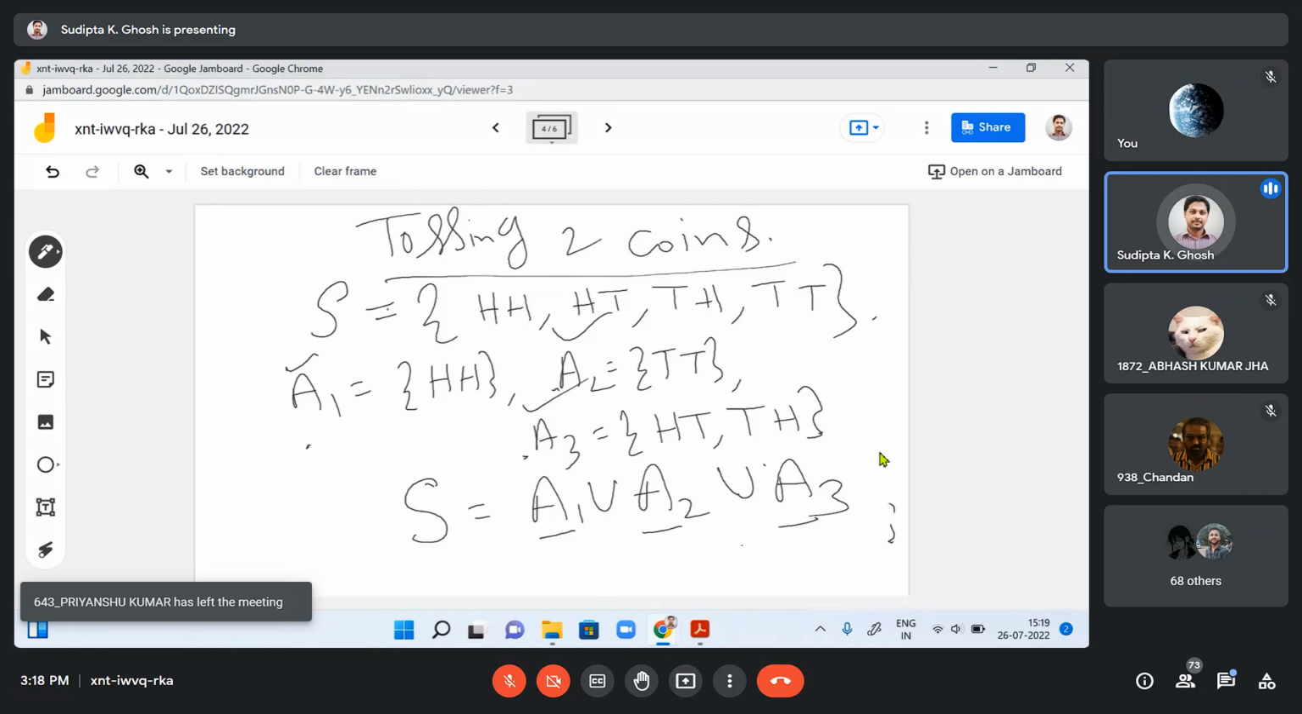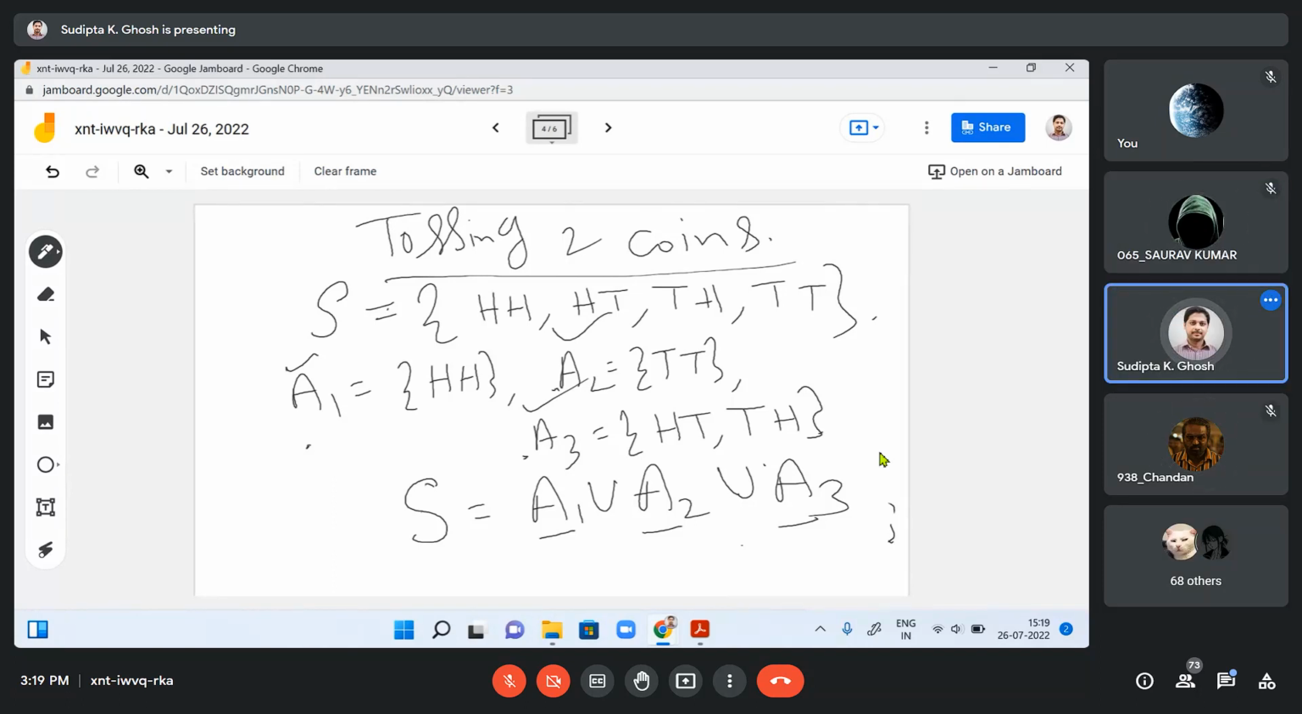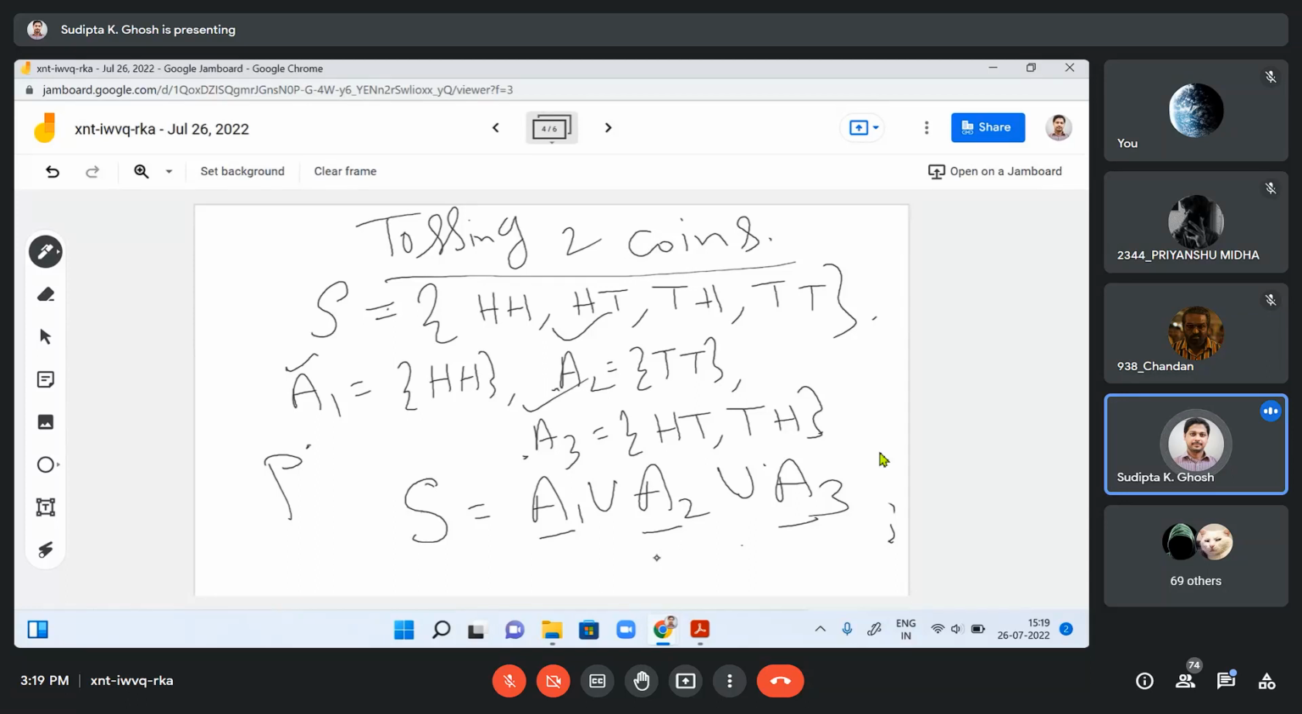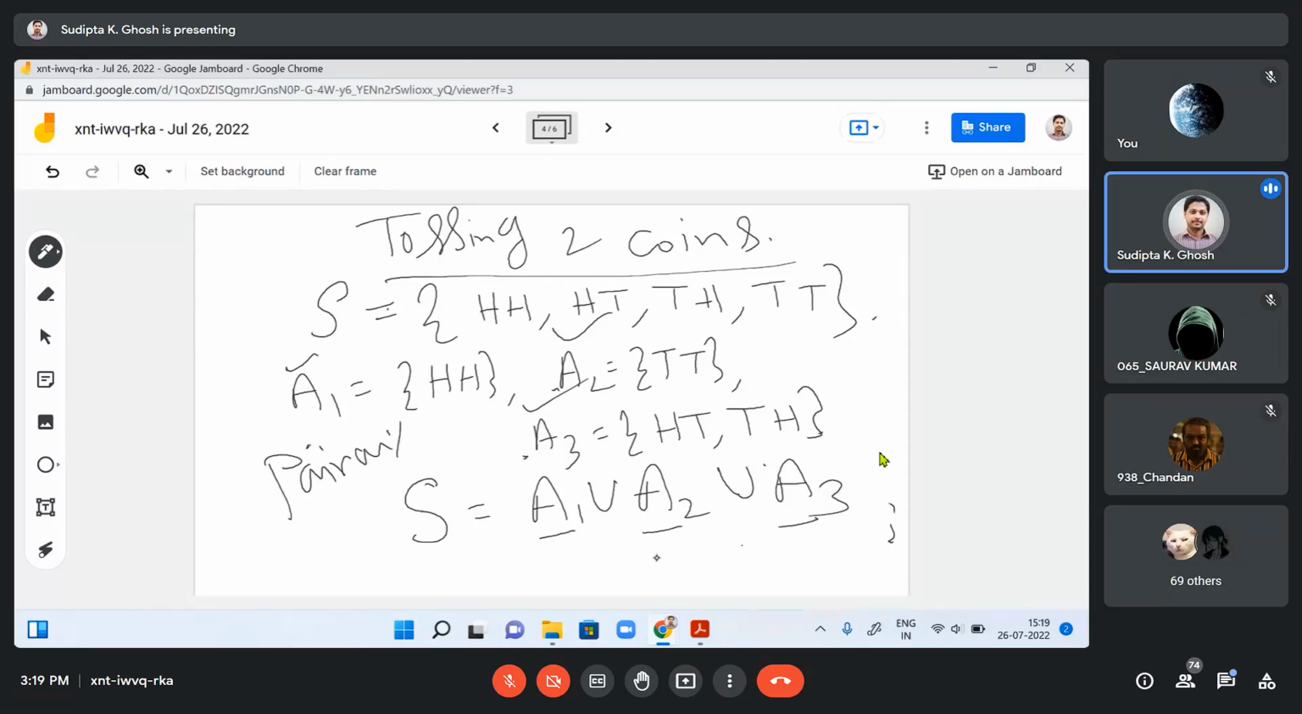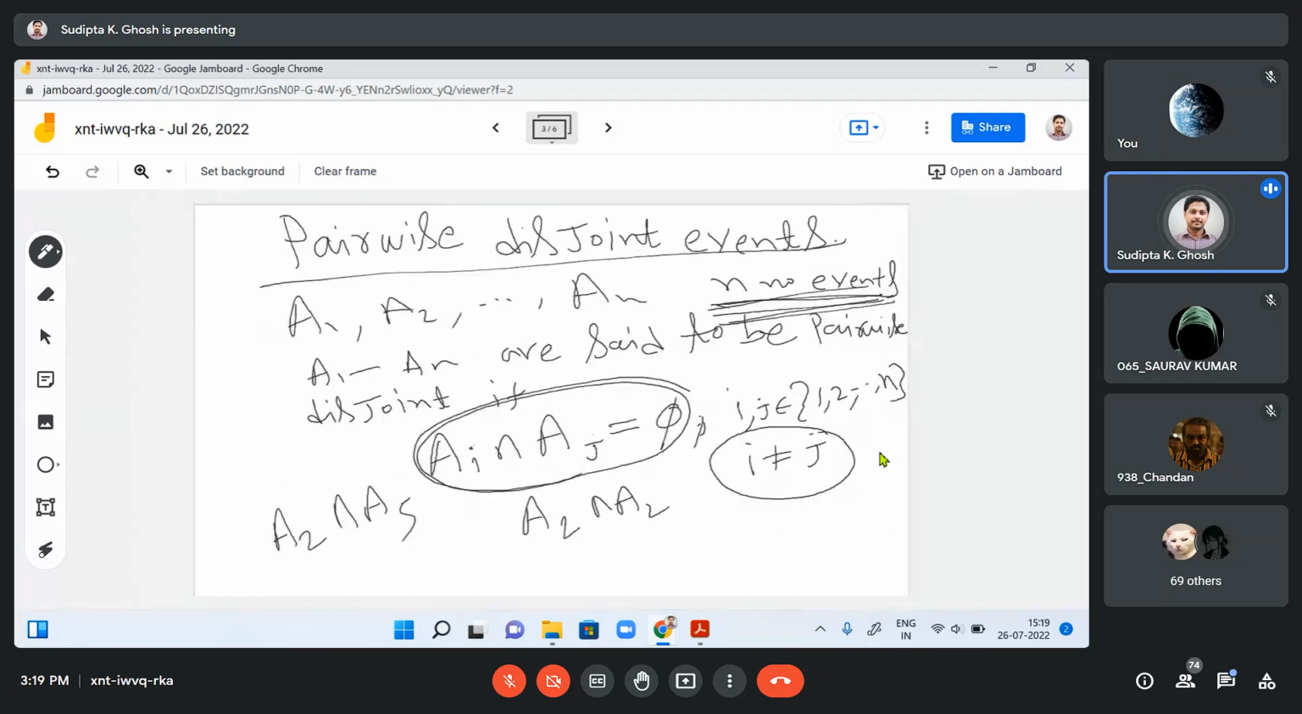So is it okay for everyone? Whatever I'm trying to say, please tell me. The events may be exhaustive, that is no problem. But I am trying to say that A1 to AN may be pairwise disjoint, or may not be pairwise disjoint. Like for the earlier example, it's an example of pairwise disjoint. Observe, it's a pairwise disjoint event. That's why I take the same example whenever I discuss pairwise disjoint events.